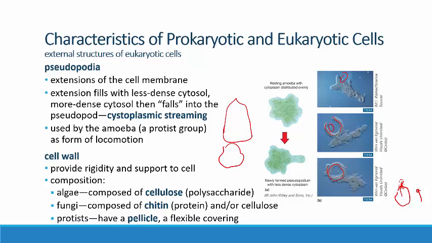Okay, so we've seen three means of locomotion in eukaryotic cells: flagella, cilia, and pseudopodia. Last of all, as an external structure, let's talk about cell walls. Cell walls have a very different composition in eukaryotic cells than they do in prokaryotic cells, but they have similar function. They provide rigidity and support for the cell and the cell membrane. We see cell walls in algae and in fungi and in the protist groups.